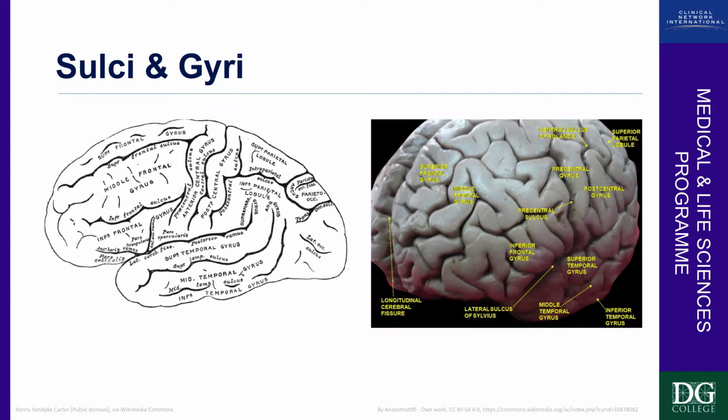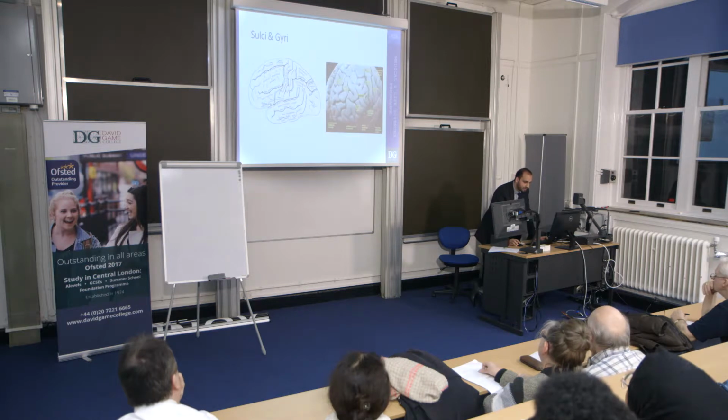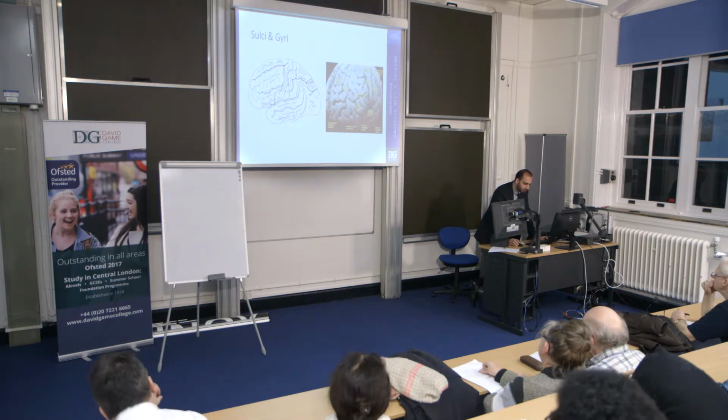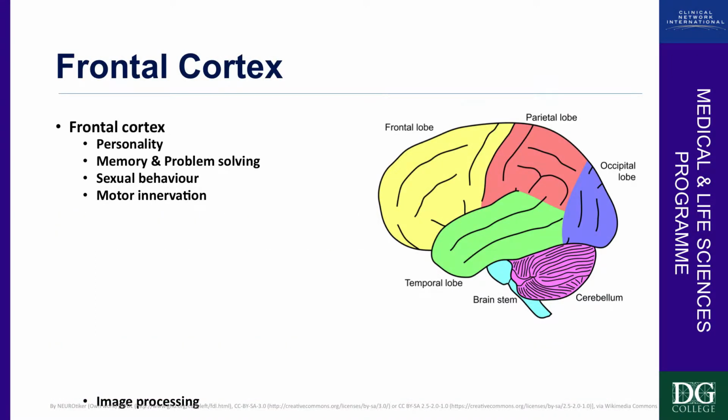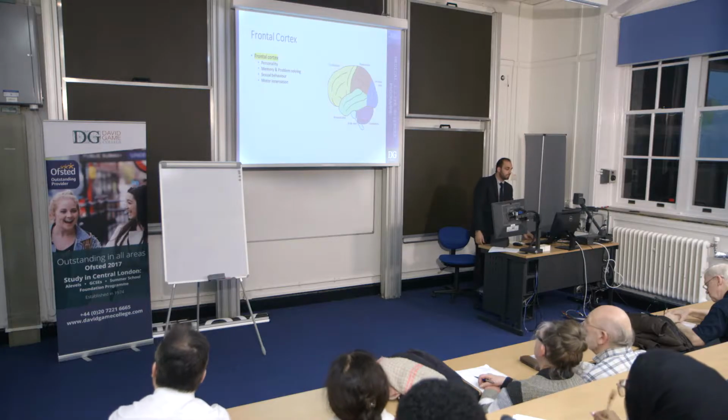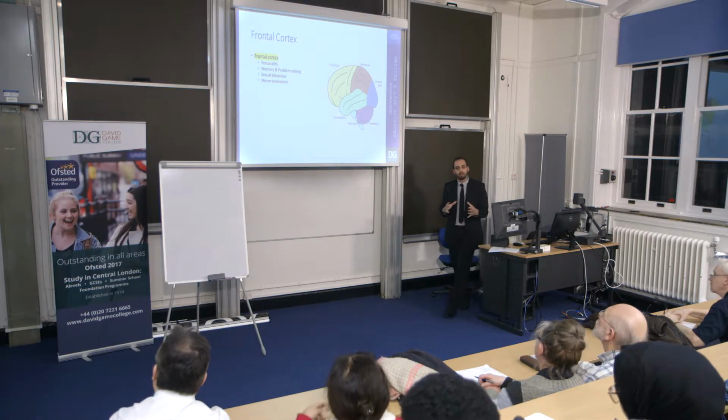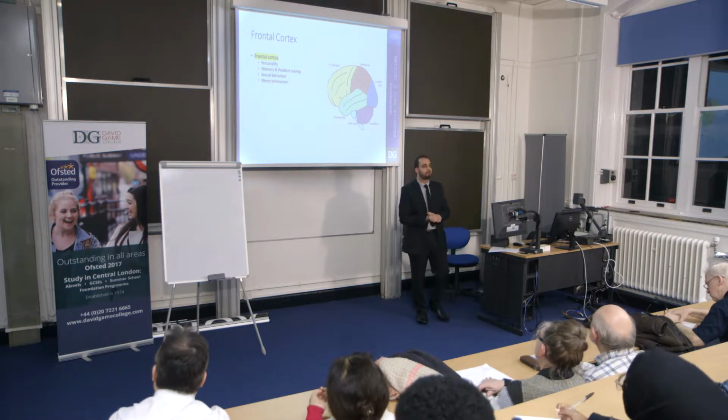This cross-section here of the brain shows that the brain does not have a smooth surface. In fact, there are invaginations and grooves. So the frontal cortex is shown in yellow. The frontal cortex determines personality, memory and problem solving, sexual behavior, and motor innervation. So the frontal lobe has a major role in a person's personality and in memory.